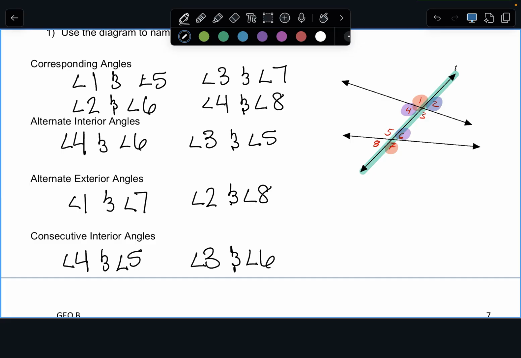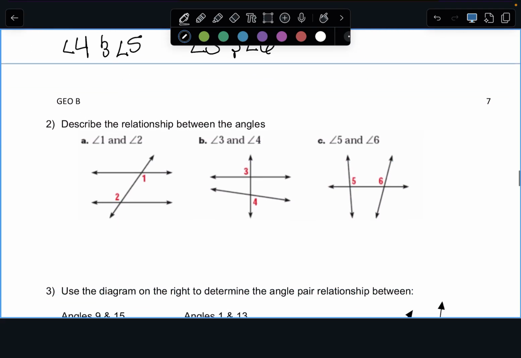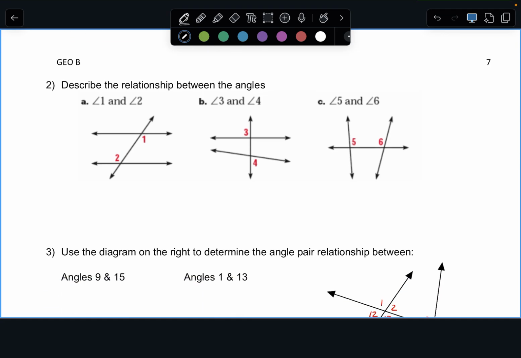Questions on those? Identifying those angle relationships. Okay, we're going to do a few more, and then you'll have homework time. Describe the relationship between the angles. So this one gives you two angles. You have to say what relationship they have.